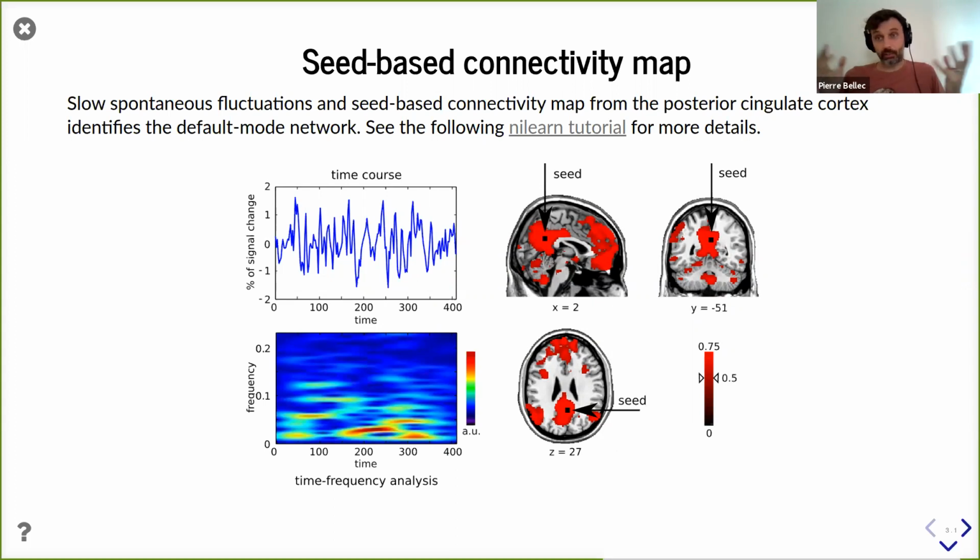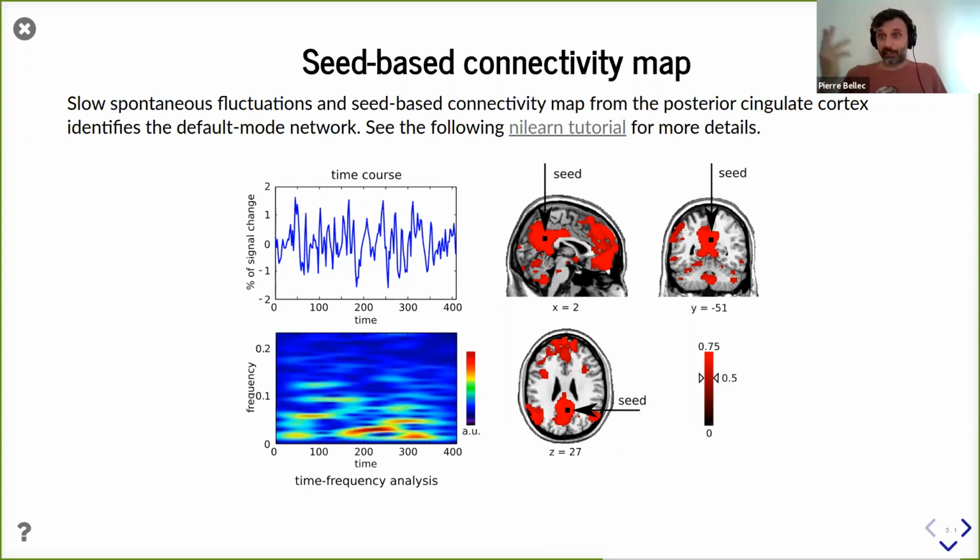The simplest is the sensory motor network, which is very well understood. If you put a seed in pretty much any region of the sensory motor network, you find the entire network, which is neat. Here we use the PCC, and what we get is a big blob around the PCC and the medial frontal cortex, and two blobs laterally, which are the temporal parietal junction, TPJ. And that's the default mode network. So that's a classic way of finding the default mode network. That's how Mike Greicius found it in his 2003 PNAS paper.